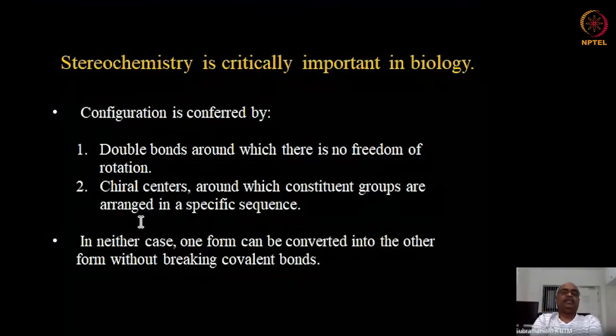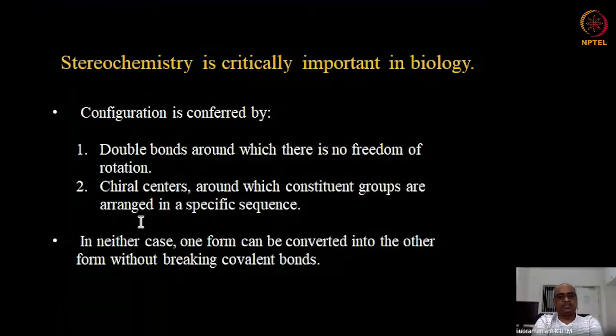And the other one is chiral center. So you have a carbon atom with its 4 valencies, and if you have 4 different groups attached to it, then we call that a chiral carbon or an asymmetric center. And due to the differences in the 4 groups, the sequence of arrangement can give rise to a specific configuration. So different sequences of arrangement can have different configurations. And in both cases, one configuration cannot be changed to another without breaking a covalent bond and rejoining it. So that is the basis for configuration.